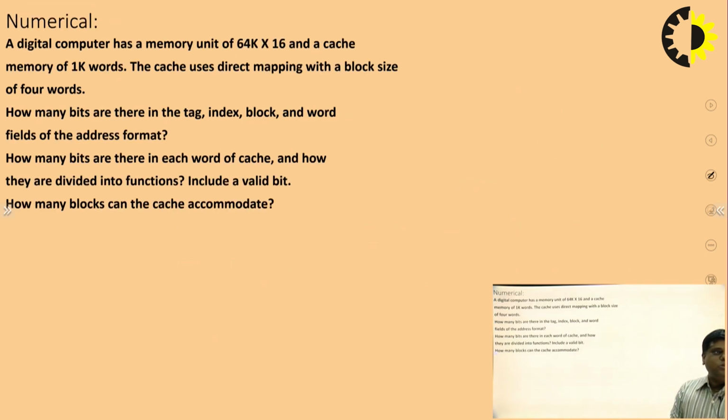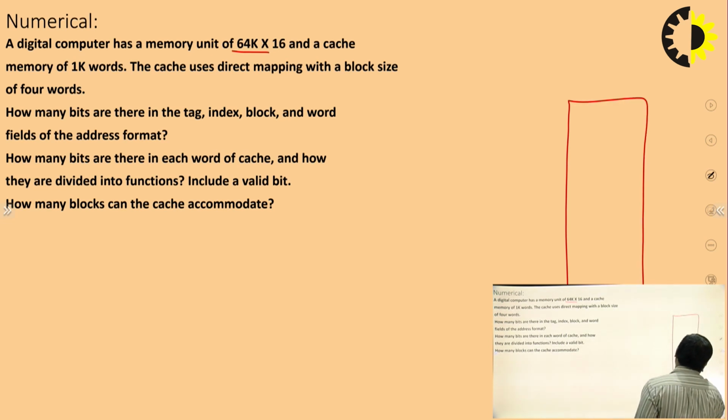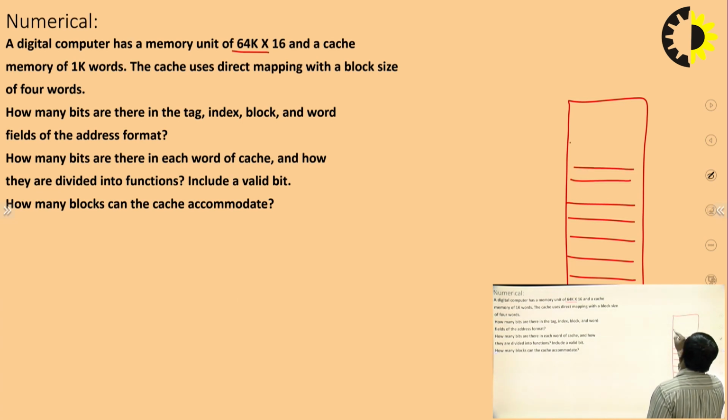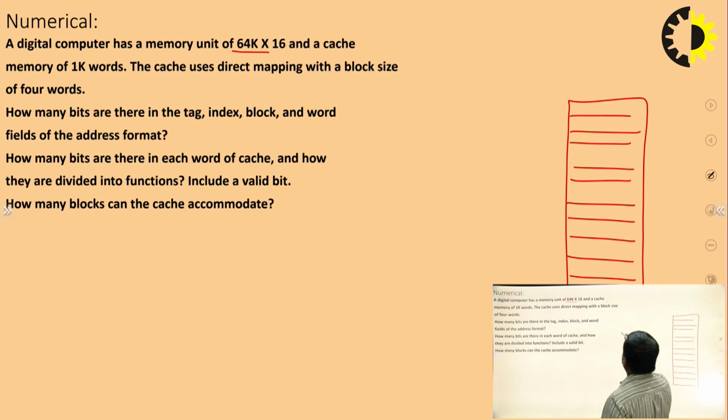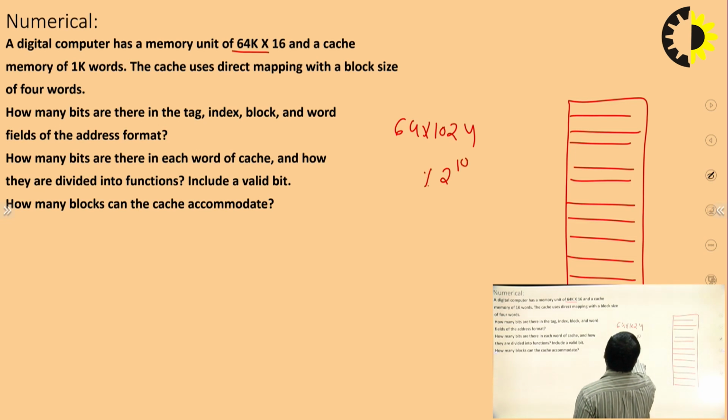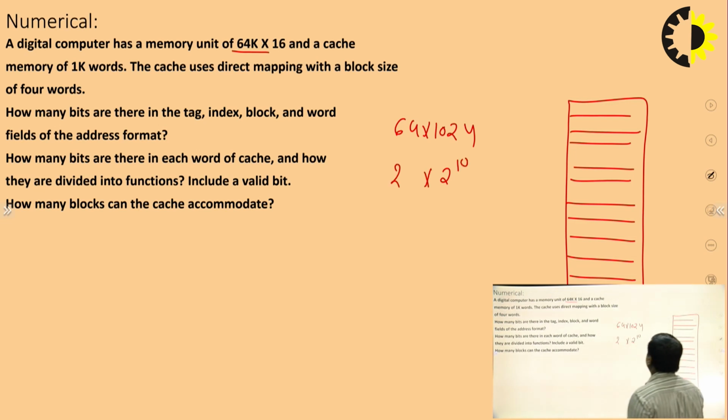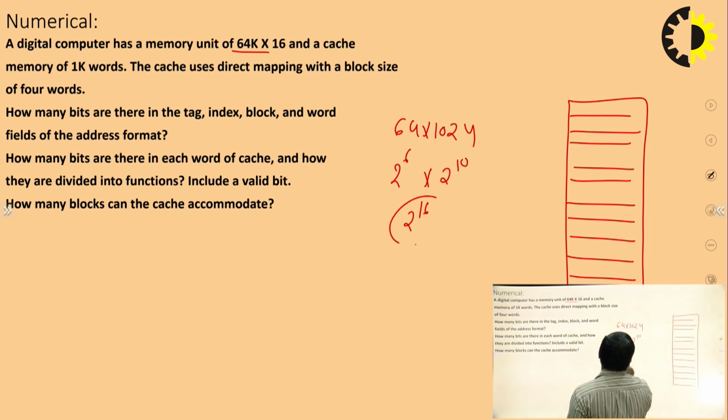We move to another problem. A digital computer memory unit is 64K. This is the size of the main memory, 64K. And what is the size of each word? That is 16. What is 64K? 64 into 1024. It means 2 to power 10 into 2 to power 6. It means 2 to power 16.